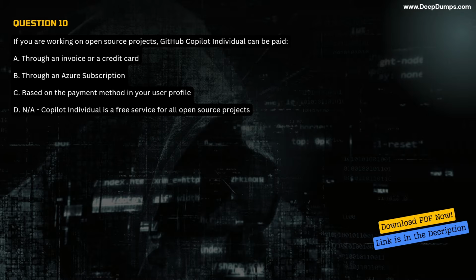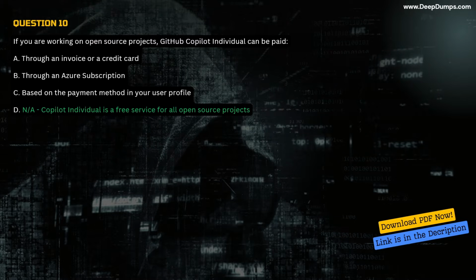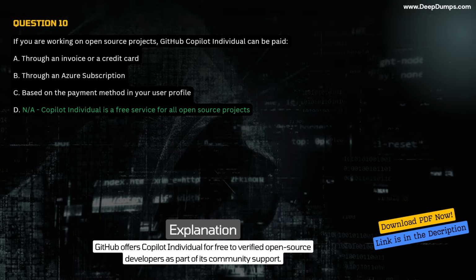Based on the payment method in your user profile. D. Not applicable. Copilot Individual is a free service for all open-source projects. Correct answer D. Not applicable. Copilot Individual is a free service for all open-source projects. Explanation. GitHub offers Copilot Individual for free to verified open-source developers as part of its community support.